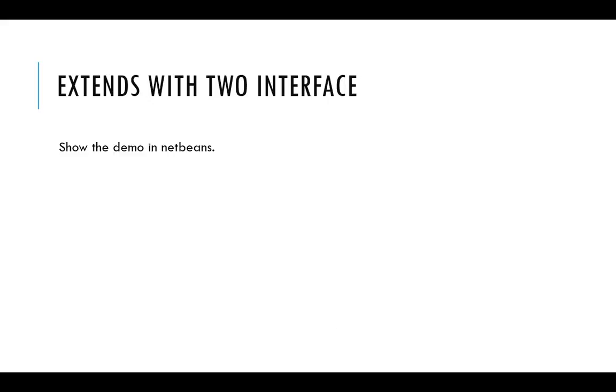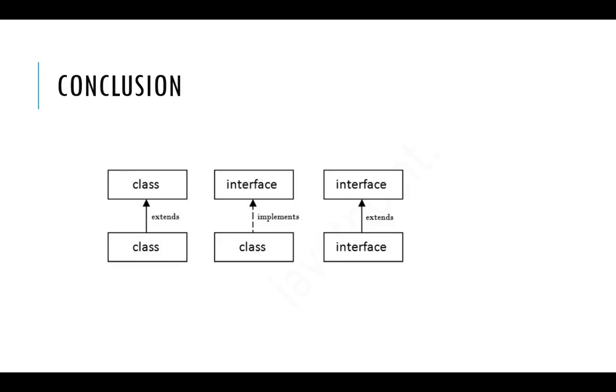Okay, so finally if I want to conclude this lecture: if I have two classes, then between two classes which keyword can I use? Extends. Okay, if I have one class and one interface, then which keyword is useful? Implements. And between two interfaces which keyword will come? Extends. So this is the summary of this lecture. This is the conclusion of this lecture. Between two classes, the extends keyword; class and interface, implements; and between two interfaces again the extends keyword.